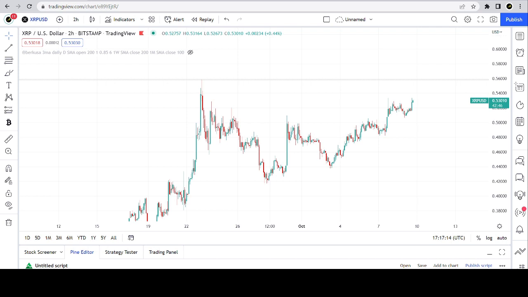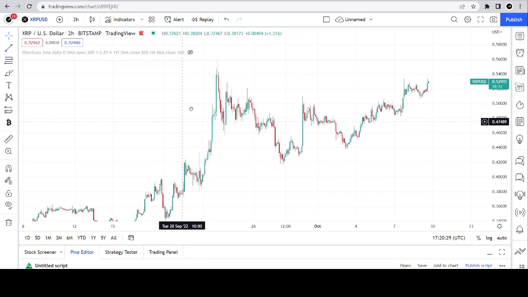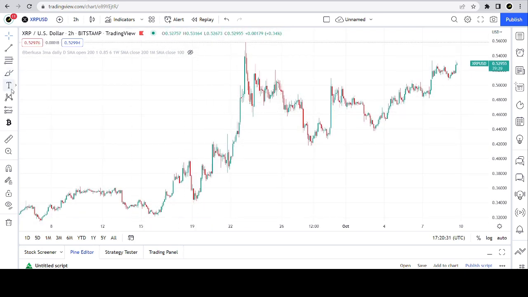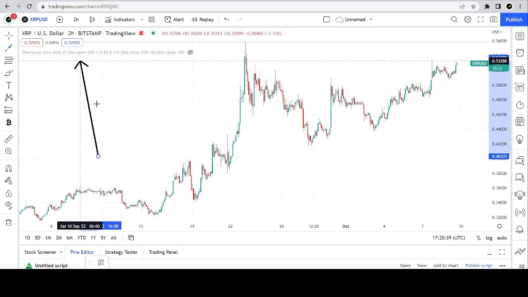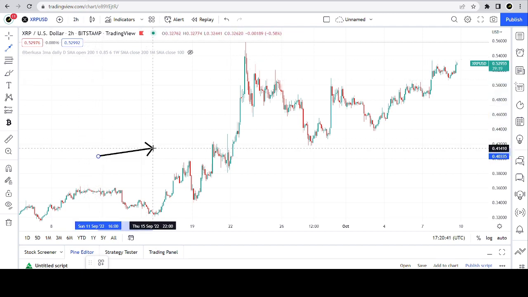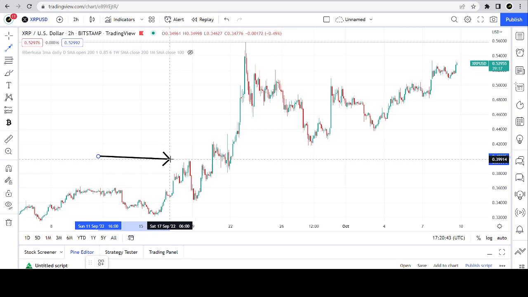So this is just a quick little update on what XRP is doing, and I wanted basically to show you this bullish fractal that has actually just been repeating over and over again on the XRP chart. Now, this is on a small time scale. It's on 2 hours, and I may even go on a smaller time scale just to show you what's happening.